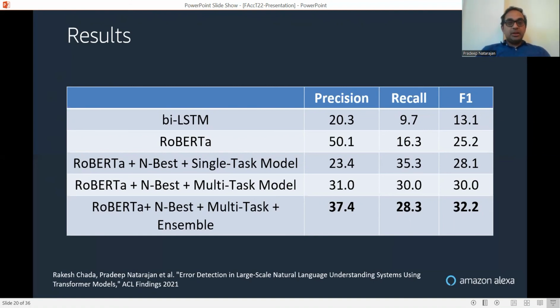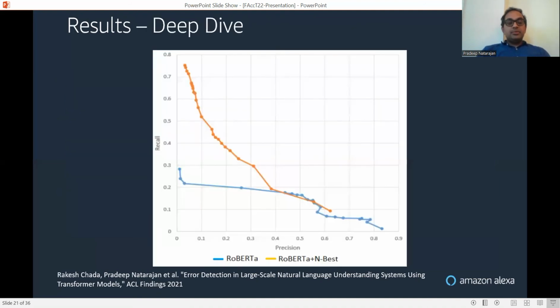And then when we trained multiple such models and aggregated their joint outputs in an ensemble, we saw a further improvement to 32.2. So overall, through our work, we improved the F1 score from 13.1 to 32.2. This work was published in ACL in 2021. And we did a further deep dive.